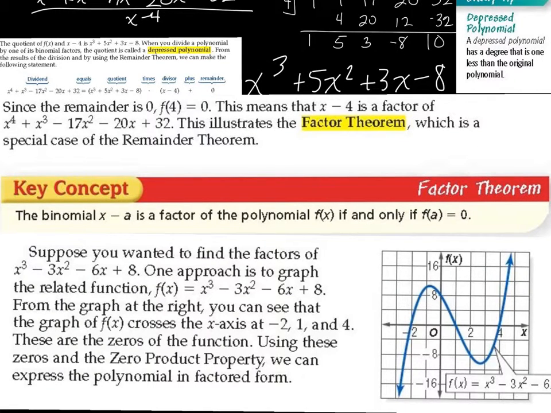Suppose you want to find the factors of x cubed minus 3x squared minus 6x plus 8. One approach is to graph the related function. From the graph at the right, you can see that the graph of f of x crosses the x-axis at -2, 1, and 4. These are the zeros of the function. Using these zeros and the zero product property, we can express the polynomial in factored form.